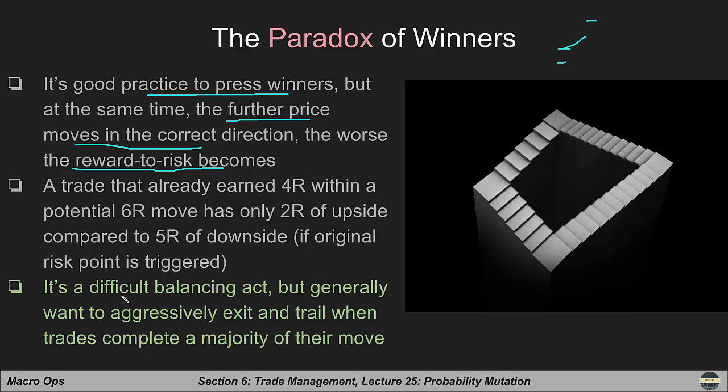So it's a difficult balancing act when you're trying to decide whether or not to take the winner or continue to let it run. But generally, we want to aggressively exit and trail when trades complete a majority of their moves. So it's good practice that when a trade is reaching your target, especially if it's a high R, like a 4R, 5R, 6R, you want to get really aggressive on the trail and the profit taking because you actually have asymmetry to the other side. So you can lose more in the trade than what you can gain in the trade at that point. So if you have a huge winner, be mindful of being extremely aggressive on your trail stops.